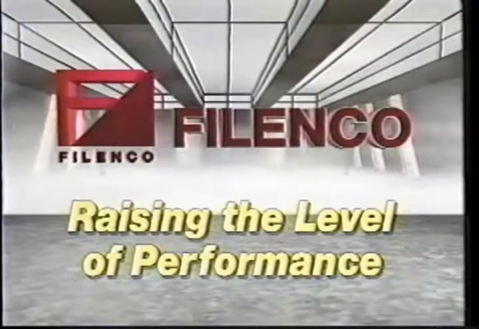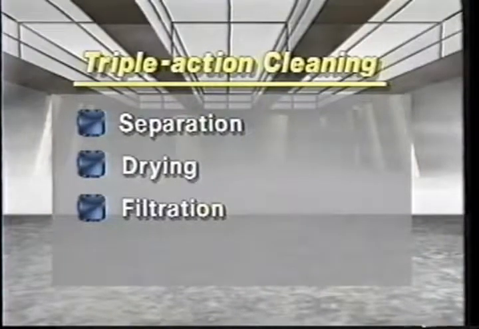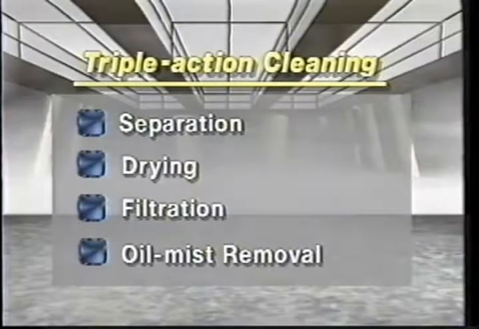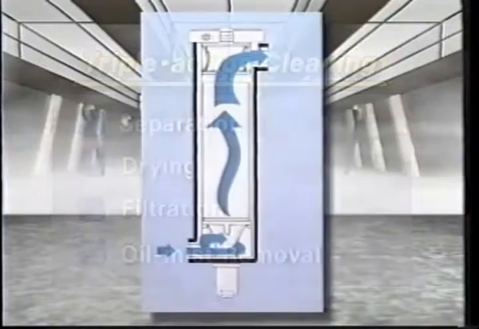Filenco dryer filter units combine desiccant drying with final filtration and separation, raising the level of performance significantly over conventional commodity filters. Our patented dryer filter provides triple action cleaning: separation, drying, and filtration, all in a single unit. Through creative application of absorption filters, we can include a 4th action, oil mist removal. These multiple functions in a single unit reduce installation and replacement costs to restore like-new operation and tailor the degree of performance to your specific requirements.